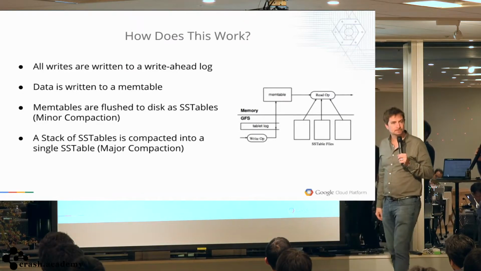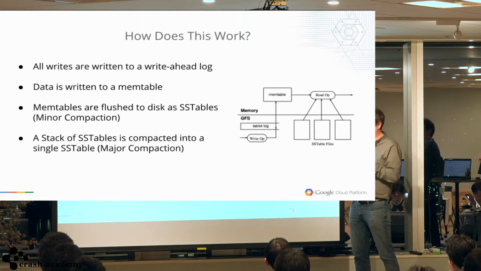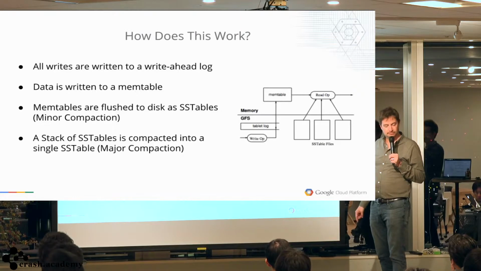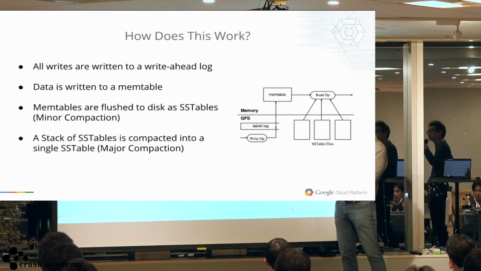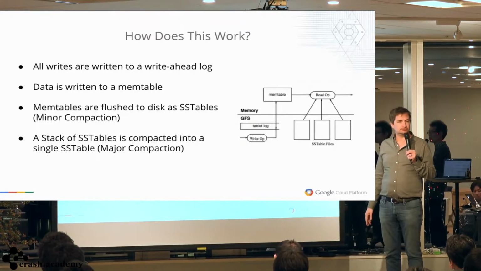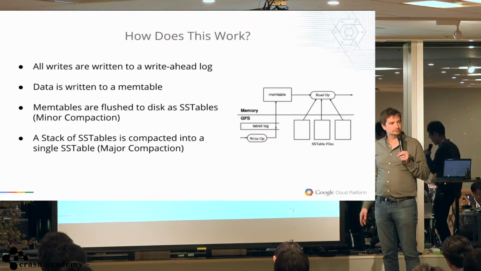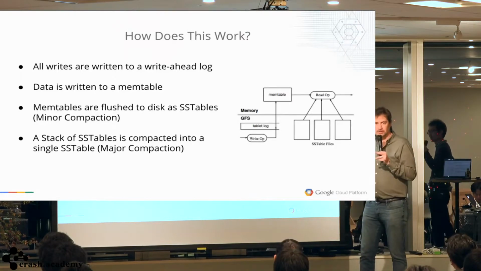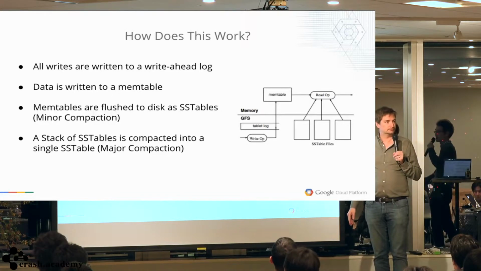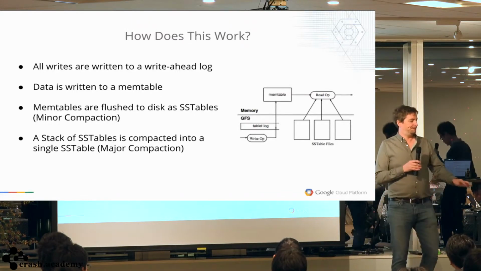Over time, as the memory table grows larger, it will be written down to file. These are special lookup files that are fast. If a read operation does not find the data in the memory table, it will start looking through the stack of files. Over time, as the stack gets bigger, Bigtable will compress the files together.